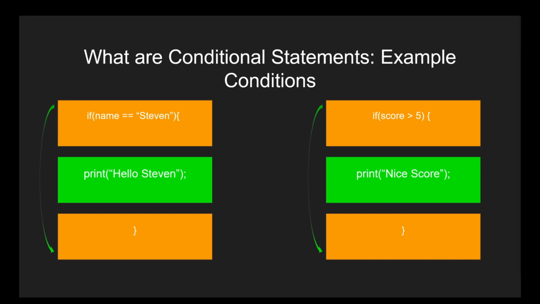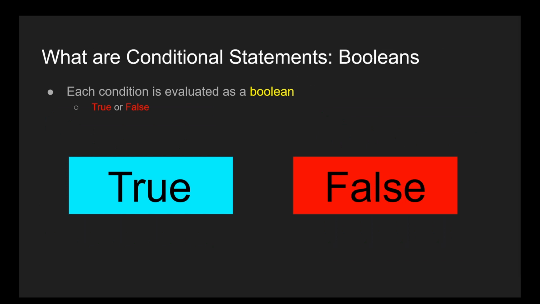Each of these statements is evaluated as a Boolean, which you will remember from when we talked about variables is either true or false. If the Boolean is true, we run the code inside the curly braces. If it's not, we pretend everything inside the curly braces never existed and move on with our code.